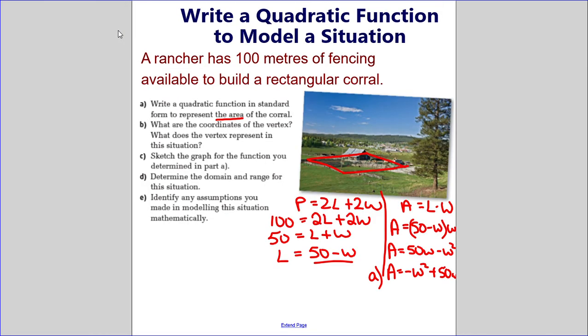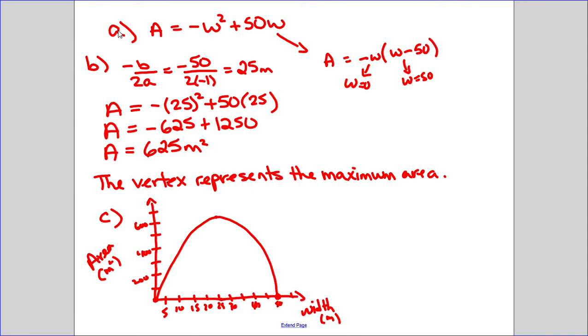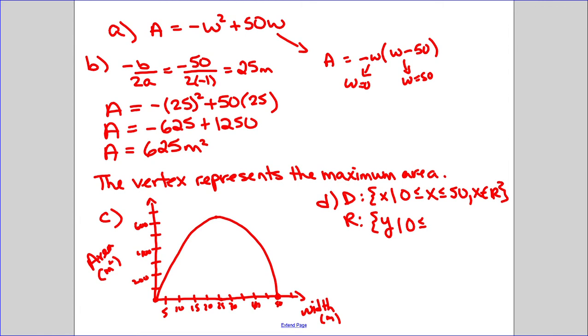Part D says determine the domain and the range for this situation. Remember domain is all of your x's and range is all of your y's. In this case, my domain is 0 is less than or equal to x, which is less than or equal to 50, such that x is in the set of real numbers, because I can have decimal meters. And y is going to be my height, starting at 0, but it can only go as high as 625, such that y is in the set of real numbers.